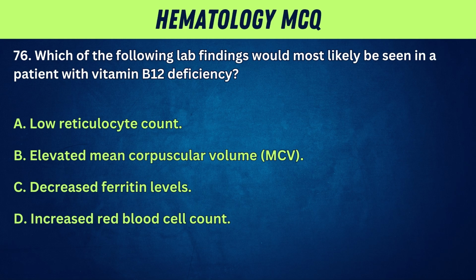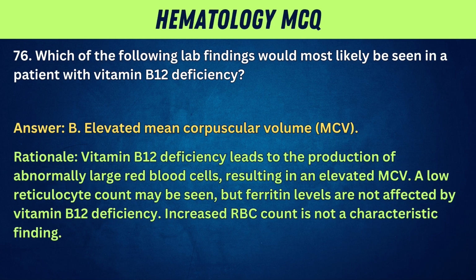76. Which of the following lab findings would most likely be seen in a patient with vitamin B12 deficiency? A. Low respiratory count. B. Elevated mean corpuscular volume, MCV. C. Decreased ferritin levels. D. Increased red blood cell count. Answer: B. Elevated mean corpuscular volume, MCV.